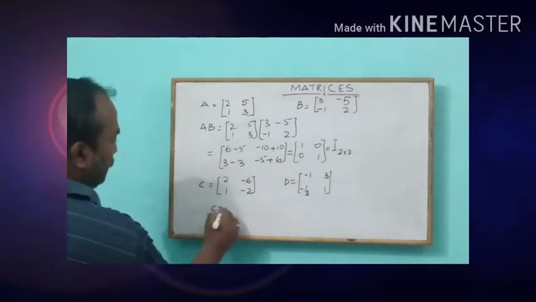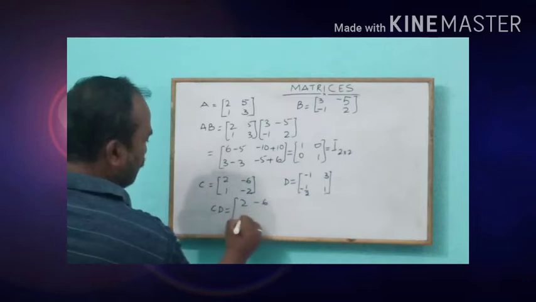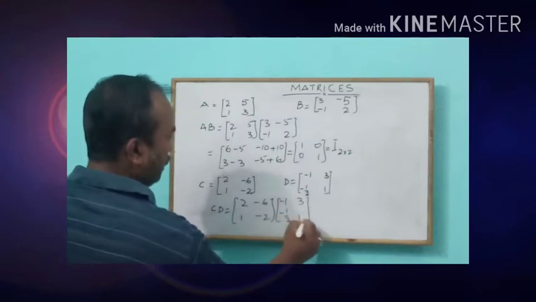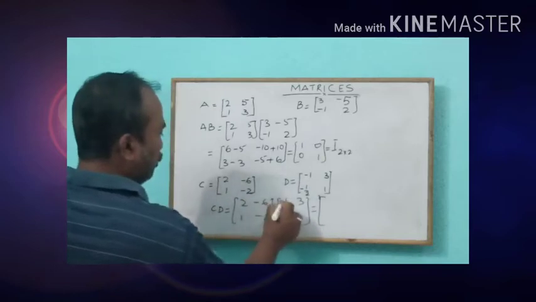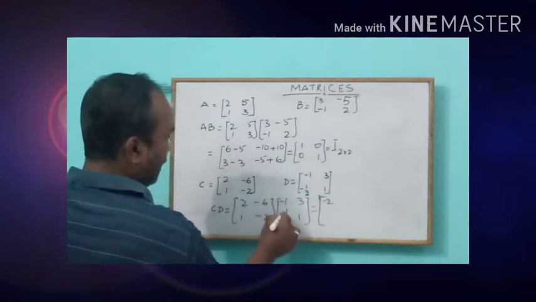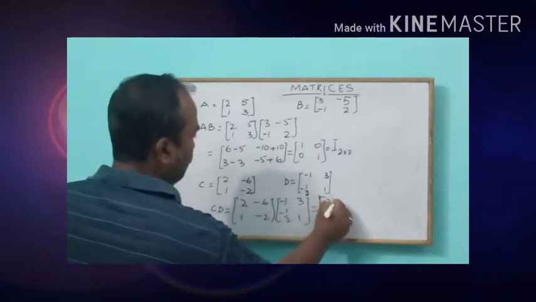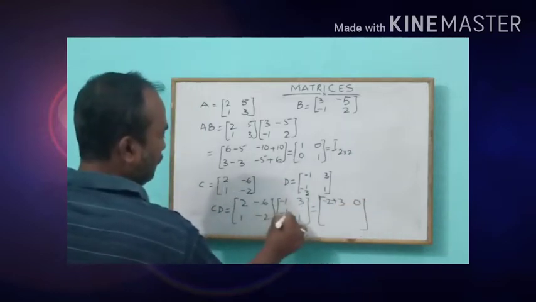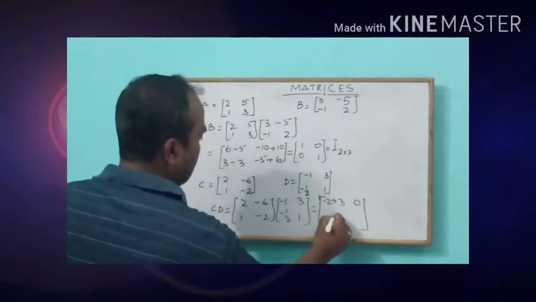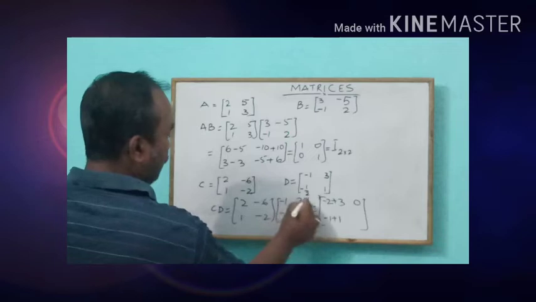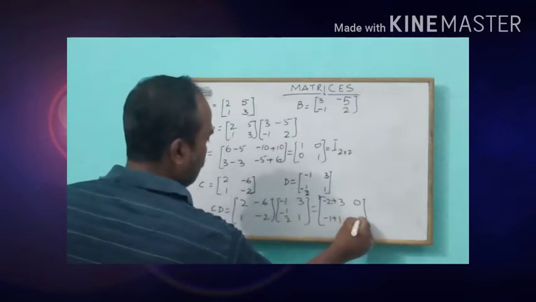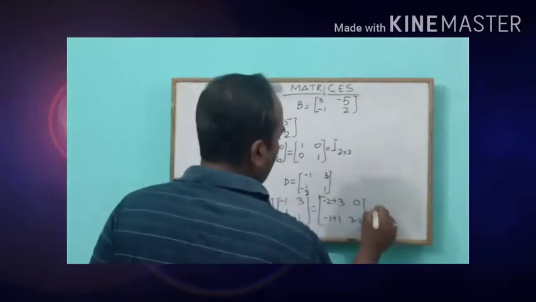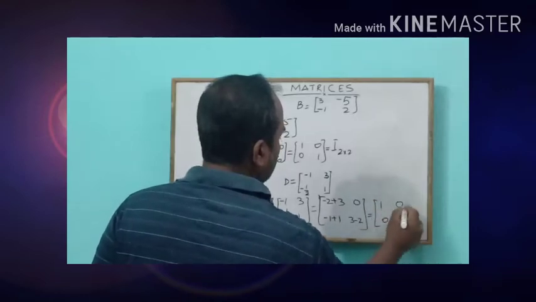In the same way, if I see CD, 2, minus 6; 1, minus 2; and minus 1, 3; minus half, 1, what shall I get? 2 into minus 1 is minus 2, minus 6 into minus half is plus 3. 2 3s are 6, minus 6, 0, minus 1 and plus 1. So this is 0 and again 3 minus 2, 1. So this becomes 1 0 0 1.